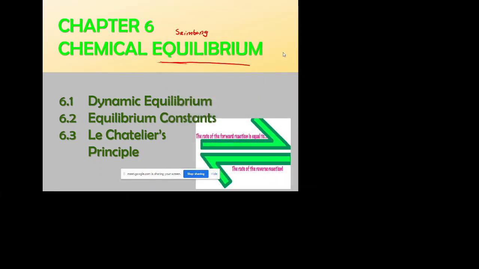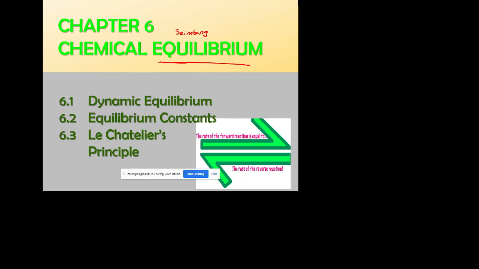So, this is yang kita nak belajar. So, tadi saya cakap equilibrium mean like seimbang, which is like pretty much equal lah. Okay, but equal in terms of what we will see. Okay, in this chapter we have three yang kita akan tengok: dynamic equilibrium, equilibrium constants, and Le Chatelier principle. Okay, so today I think I want to focus on 6.1 and 6.2. Le Chatelier ni maybe at the end of this week kalau kita sempat.